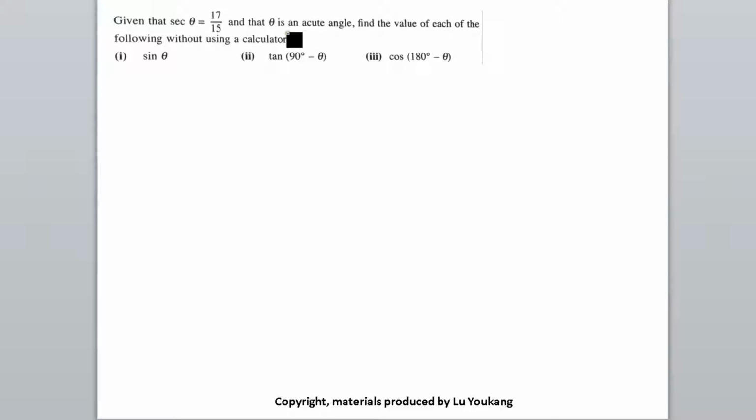So we are given that secant theta equals 17/15 and theta is an acute angle. What it means? Less than 90 degrees. And we are asked to find the value of each of the following without using a calculator. So this question asks us to do it without a calculator, so you can't use a calculator. If you use a calculator, you get 0.